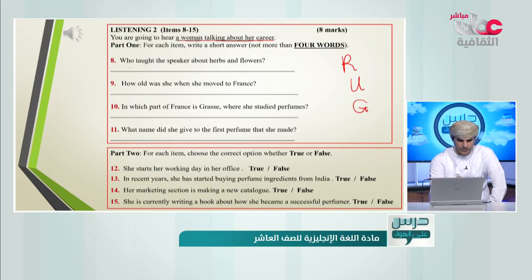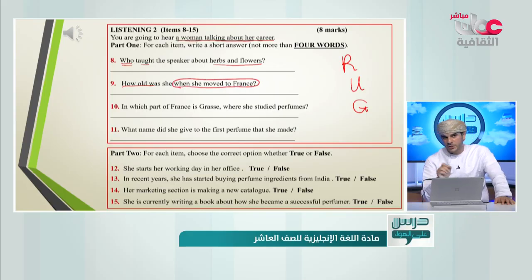Okay, who? So let's focus here. Who? So here he is asking about somebody. A person who taught the speaker about herbs and flowers. So here maybe a name, maybe somebody in a family or a friend, like that. Number 9, how old was she when she moved? How old means what? Asking about the age. So there is a number. You have to write here a number. Was she when she moved to France? Okay, be careful. When she moved to France, not before.